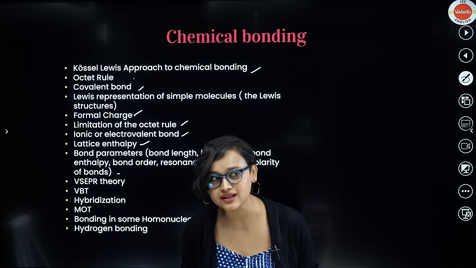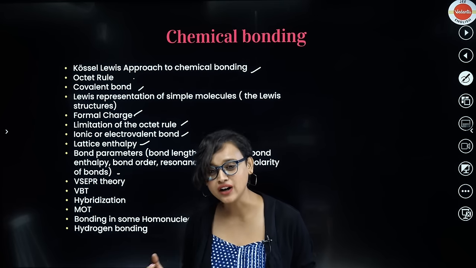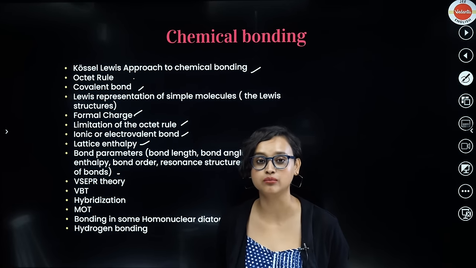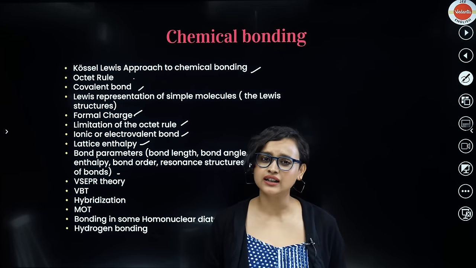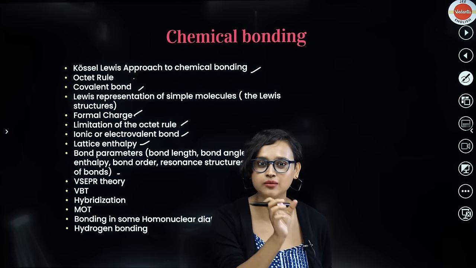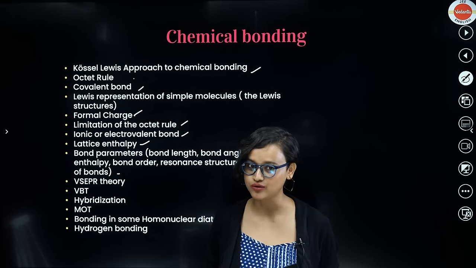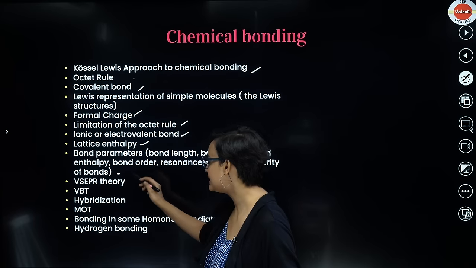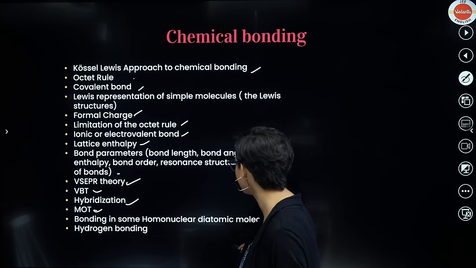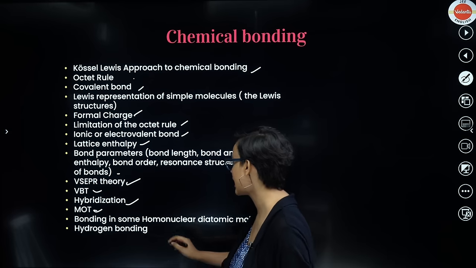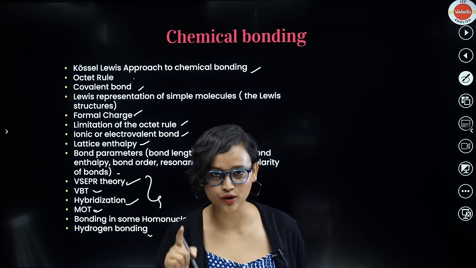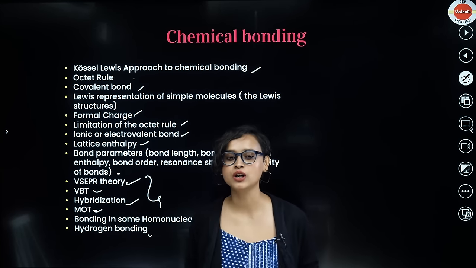If you don't learn this, we will not be able to understand a lot of other chapters in inorganic chemistry, like P block, coordination compounds, S block, D and F block, and we cannot afford to do that because inorganic chemistry holds 30% of our JEE paper. Then from VSEPR theory, VBT, hybridization, MOT, bonding in some homonuclear diatomic molecules and hydrogen bonding, these are the main important parts for your JEE Mains and JEE Advanced. So let's take a look at it without much further ado.